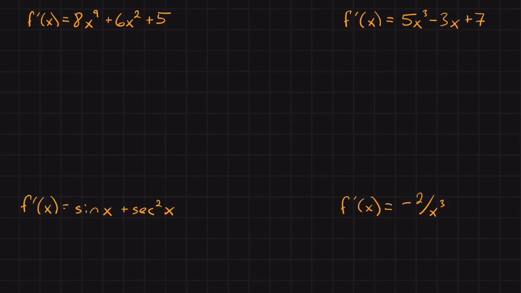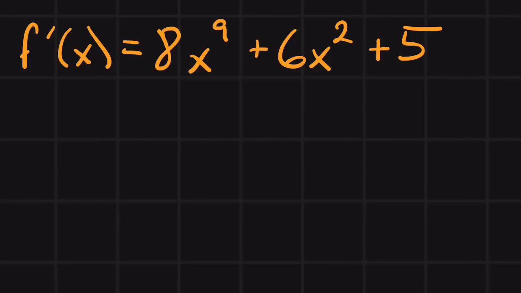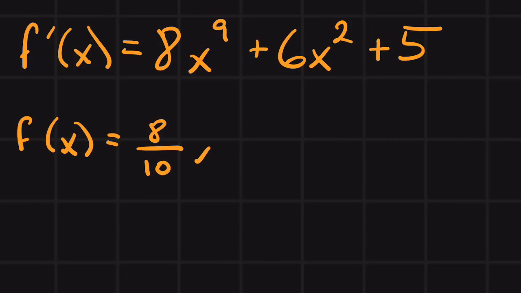You're probably getting the hang of this by now. So here are 4 problems I want you to try on your own. Pause the video and figure these out. This first problem is a polynomial. Polynomials are really easy to find the antiderivative of. All we need to do is apply the power rule for antiderivatives to each individual term. f of x would equal 8 divided by the exponent after we add 1 to it. So our exponent is 9, and 9 plus 1 is 10. And then we'd have x to the 10th power.